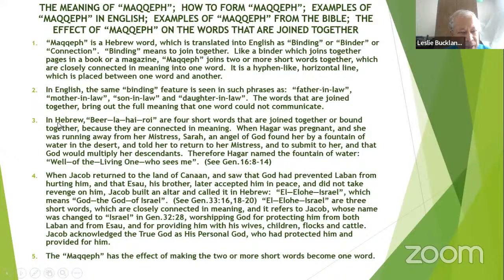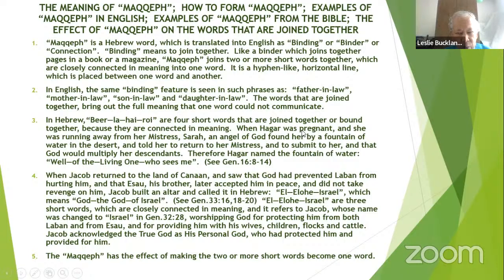Now, in the Bible, we have examples of this maqqef being written out in the English translation. And I will soon read different Bible passages where we find it. But before I turn to Genesis chapter 16, beginning at verse 8, I will introduce it as follows. In Hebrew, Be'er Lahai Roi are four short words that are joined together or bound together because they are connected in meaning.